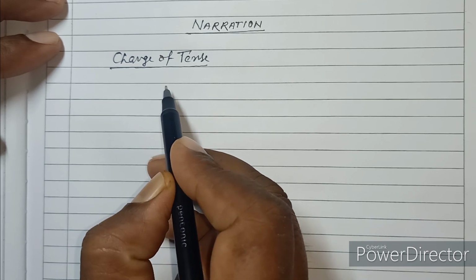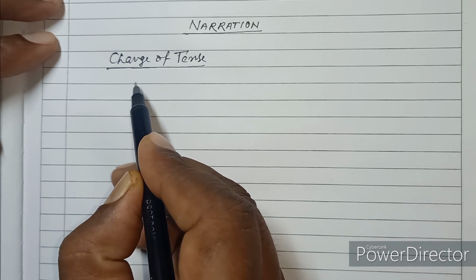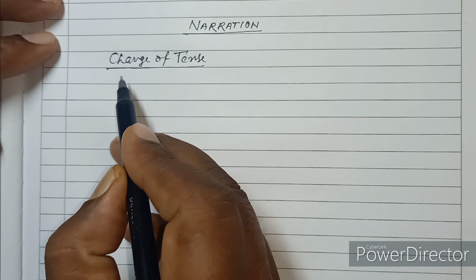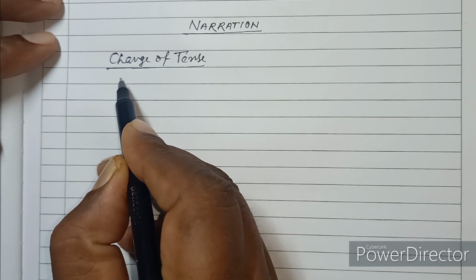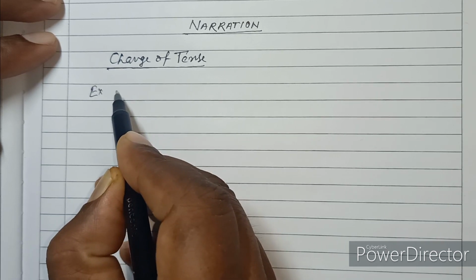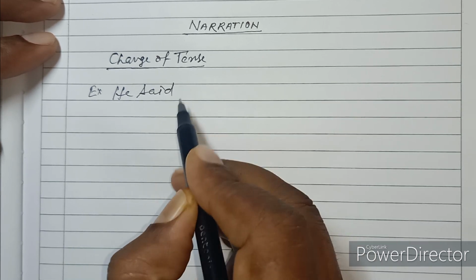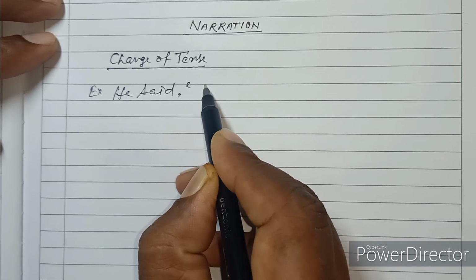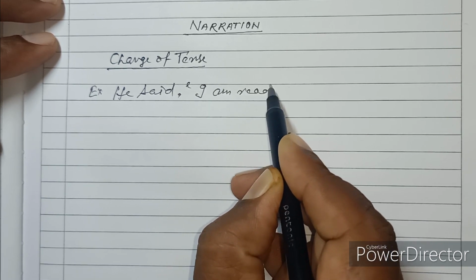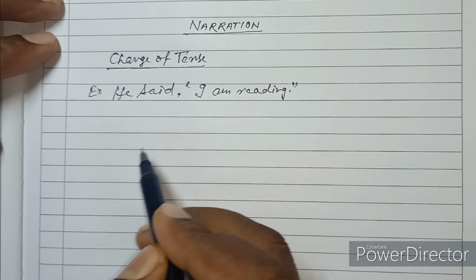What is change of tense? When we are changing the tense in narration, we know that there are two parts of narration: reporting verb and reported speech. For example, he said, I am reading. He said, I am reading. This is the first example.